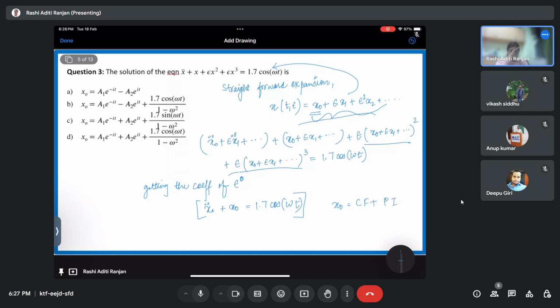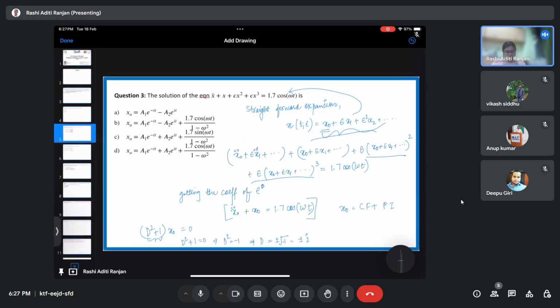So for the complementary function, what do I have to do? I will do (d square plus 1) x naught equals 0. If I find the roots of this, what am I going to get? d square plus 1 equals 0, so d square equals minus 1. So d equals plus minus the square root of minus 1, which is nothing but plus minus iota. Correct? So based on that, I can find the complementary function.